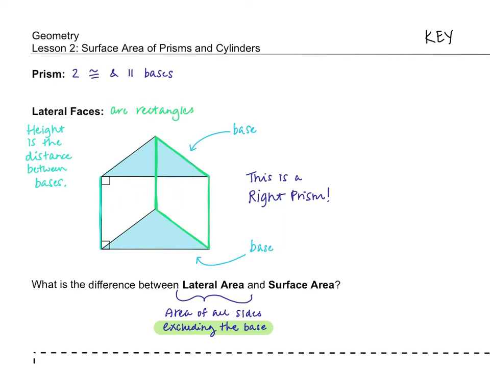Whereas when we're looking at surface area, we're looking at what covers the entire surface, the whole outside. So it's the area of all of our sides together, all of those two-dimensional areas. It will include the sides and the base. So for surface area, we can fill in that as the area of all sides.